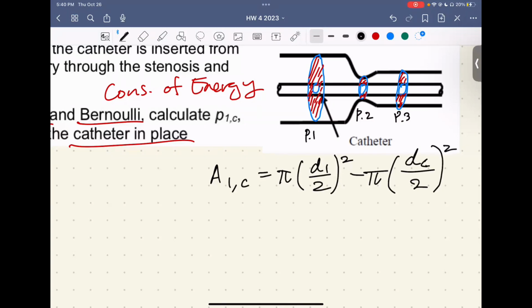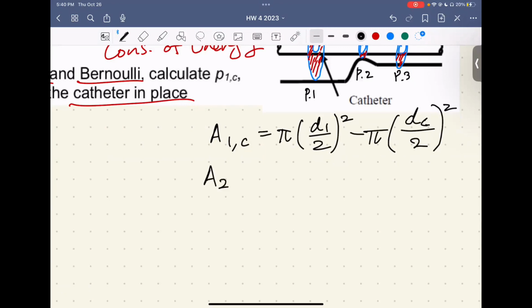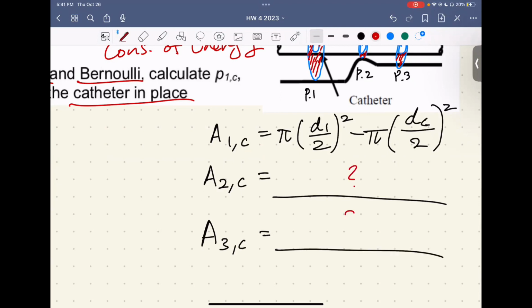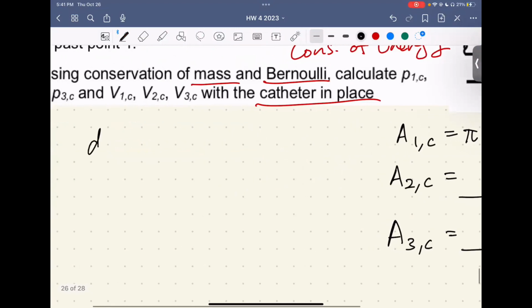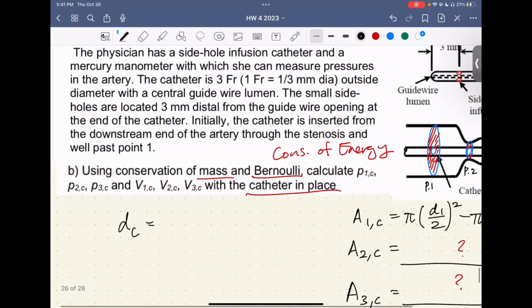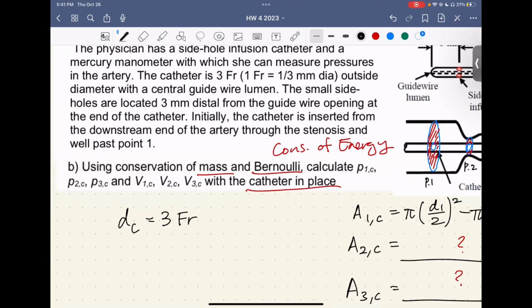So that's what you're going to do for the remaining two positions as well. So you need to find these, right? And one more note, right? The diameter of the catheter is defined by 3 Fr, which is 3/1/3 millimeters diameter, right? So we need to really be critical when we read these questions, making sure we're getting all of the information given by the question, okay?